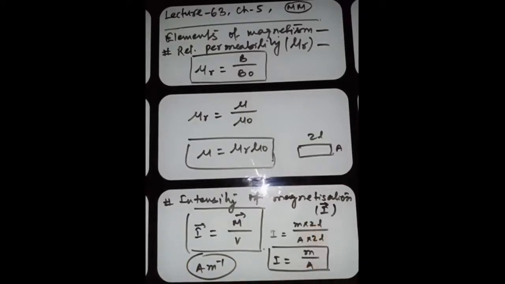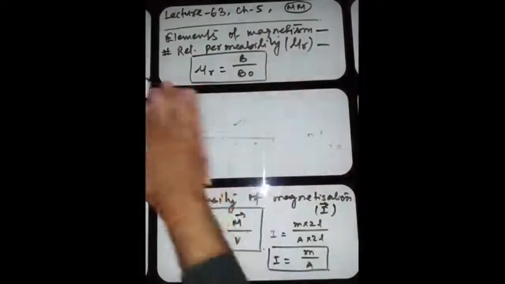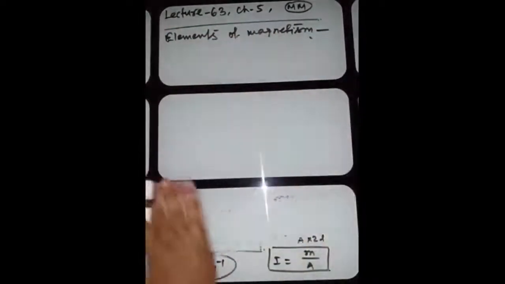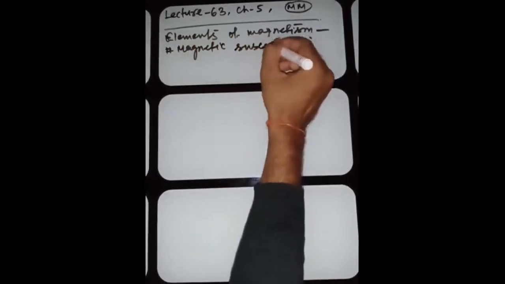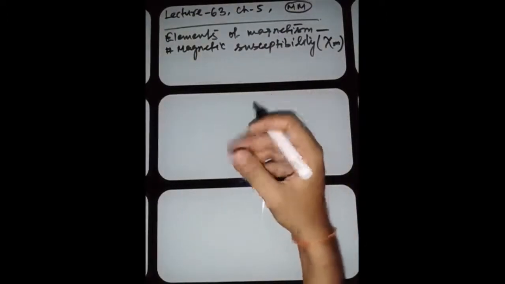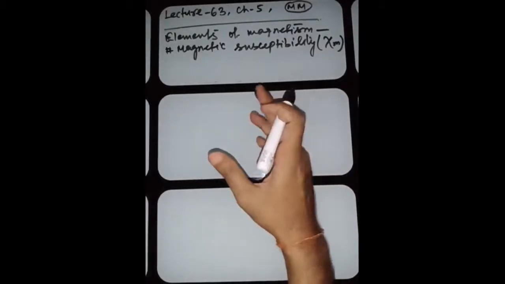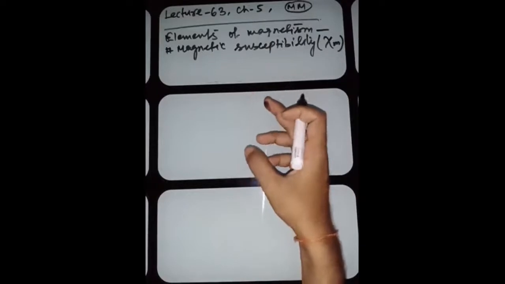Okay, my dear student, now the next topic will be magnetic susceptibility. Magnetic susceptibility is represented by chi M. Remember, it is magnetic susceptibility. Actually, the magnetic susceptibility is defined as the ratio of the intensity of magnetization and the magnetic intensity of the magnetizing field.